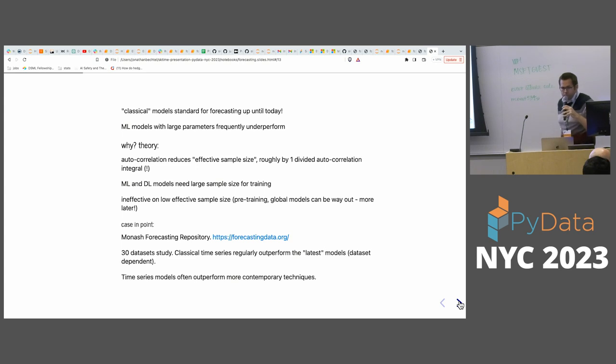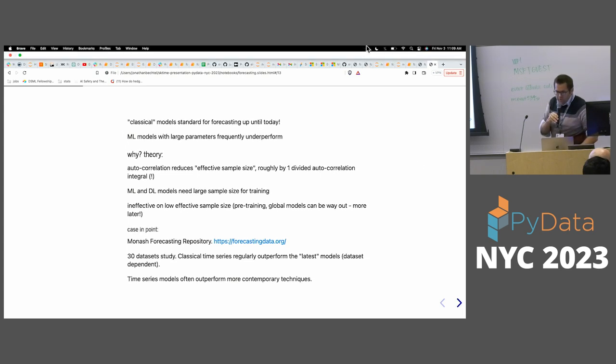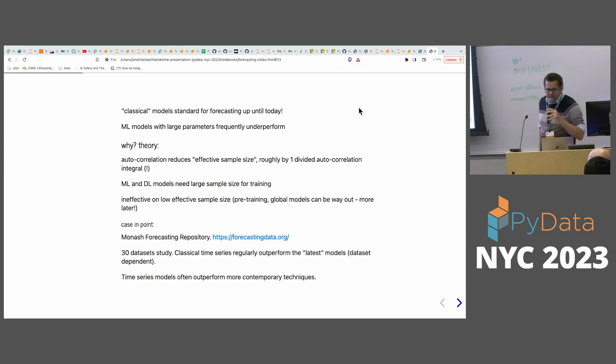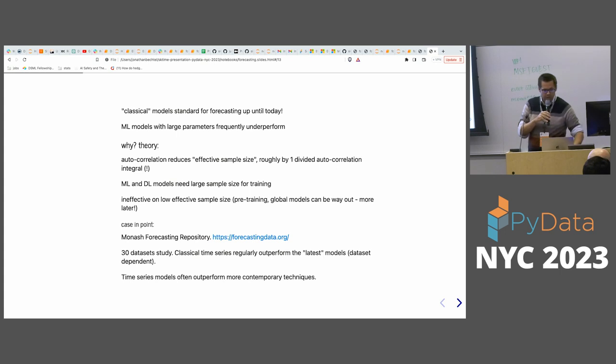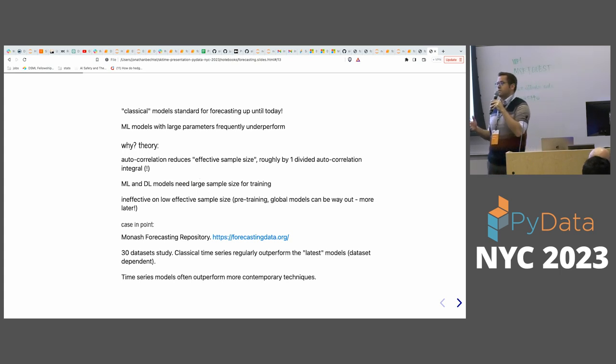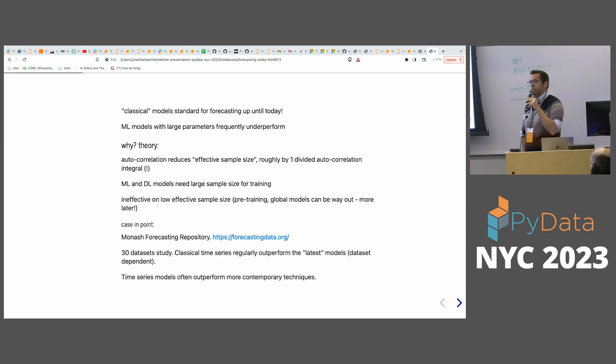So for most of the history of time series modeling, the classical models have been fairly standard. And even today, in a lot of problems, machine learning models will actually underperform classical models. The basic reason why is that autocorrelation in your data basically reduces the effective sample size of the actual samples you can learn from. So roughly speaking, the more autocorrelated your data is, the less important more distant data points actually are.